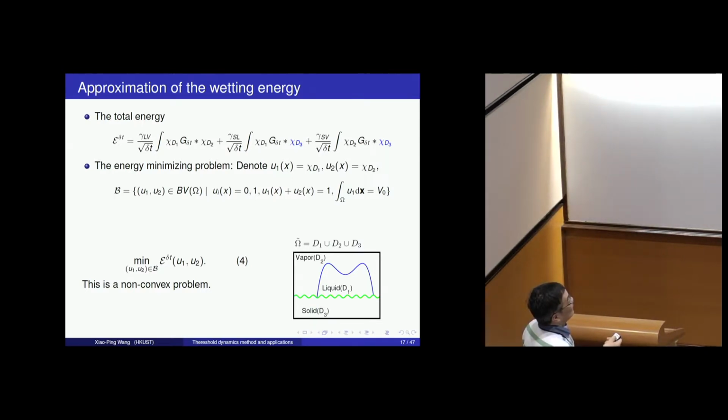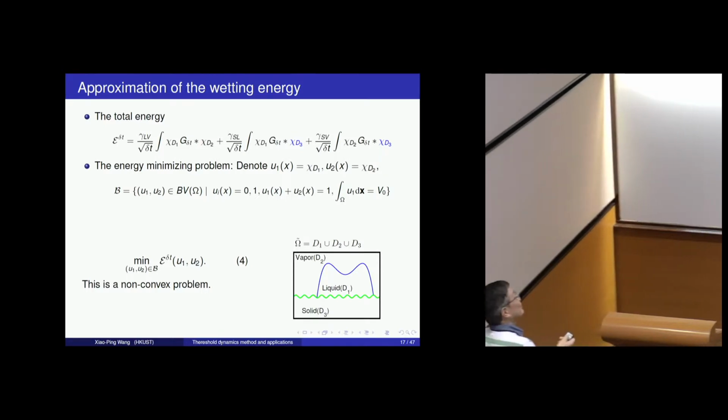The second term is the surface energy between D1 and D3, so it's part of this green part. So in this case, we need to extend our domain to include the solid part as D3. But D3 is solid, so it doesn't change. So we have three terms, and then the minimization problem becomes minimizing this total interface energy over the domain.